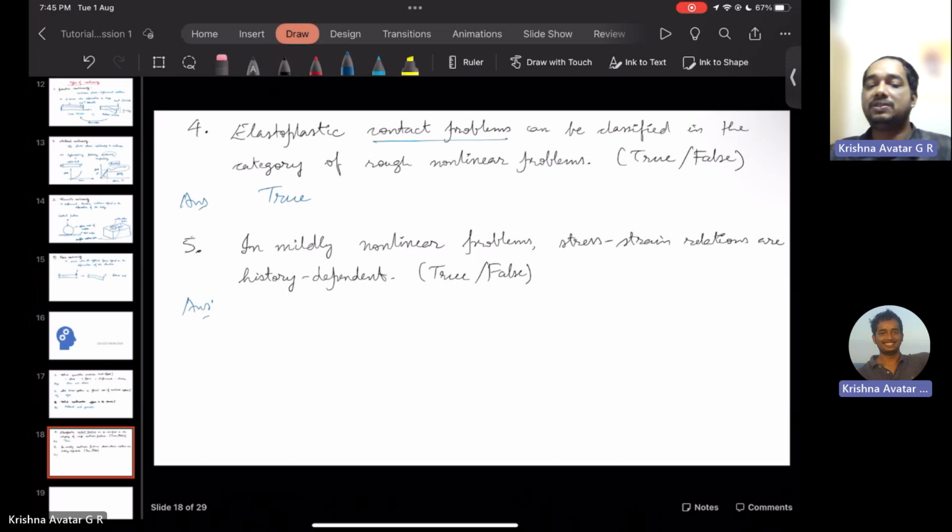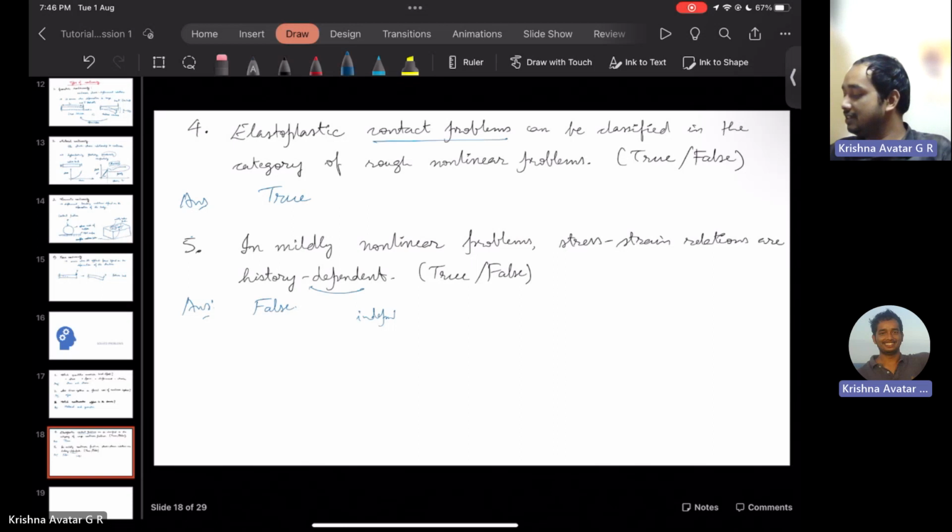In mildly nonlinear problems, stress strain relationships are history dependent. The answer is no, it's false. Because in mildly nonlinear problems, the stress strain relationships are history independent. So it should be independent. Then only you can have mildly nonlinear.